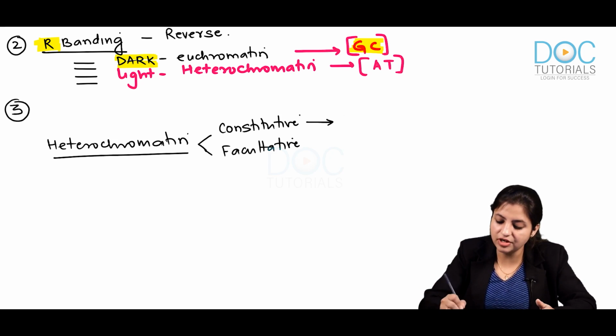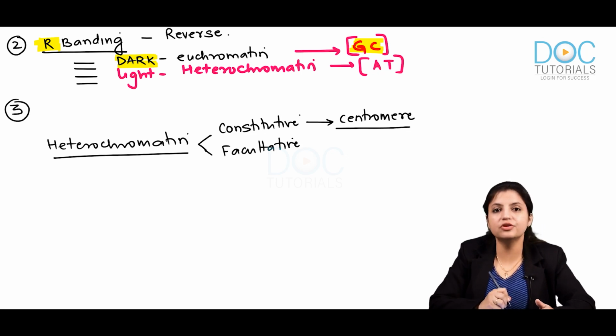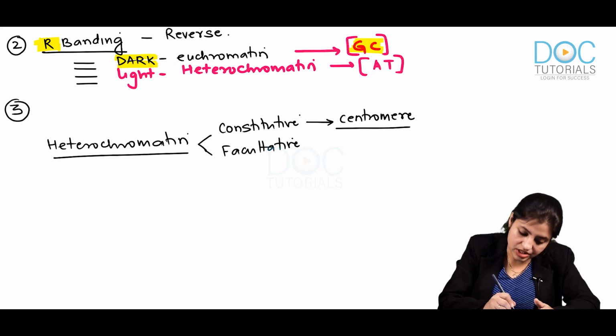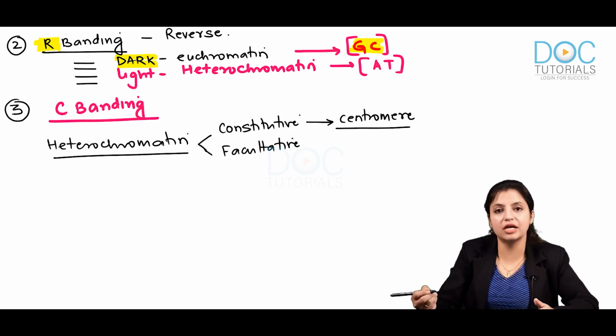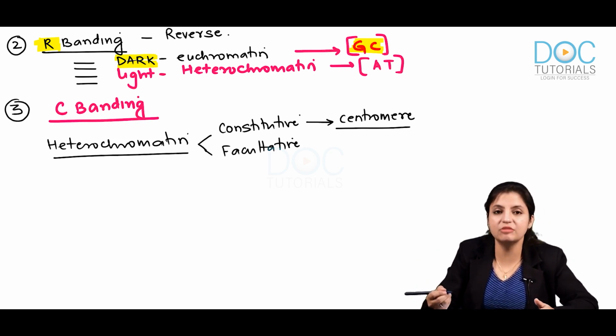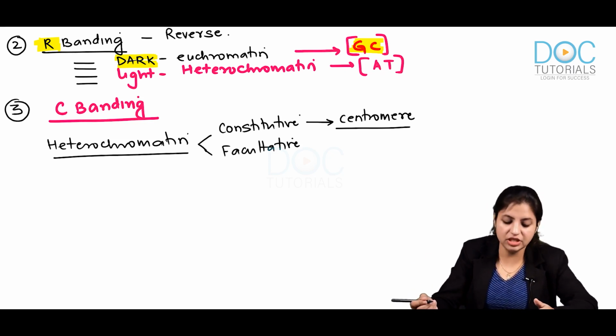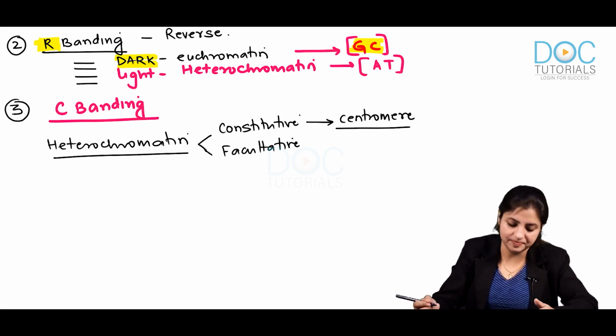So constitutive heterochromatin is usually present in the centromere. Therefore this is also called C banding. What is this called? This is also known as C banding, that is constitutive banding. It stains constitutive bands or centromeric banding. So this is your C banding.